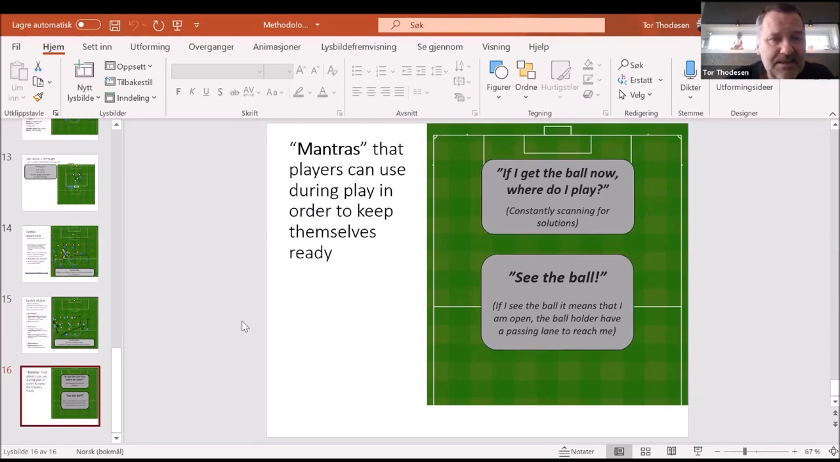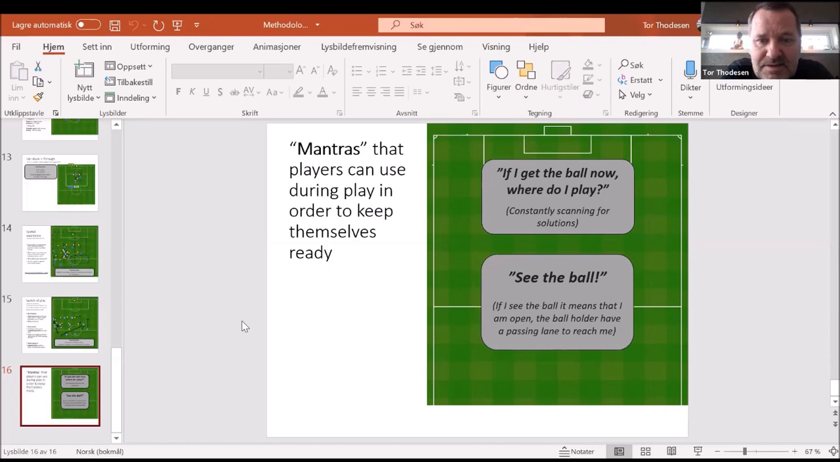And then at the end, I've called it mantras. I don't know if it works in English, but something that goes on in your head all the time when you're playing. I use this for younger players especially, to ask yourself all the time, and for instance, when you play rondos, if I get the ball now, where do I play? So always try to be one pass ahead in your head. If I get it now, what do I do with it? See solutions, make connections with third man even before touching the ball.